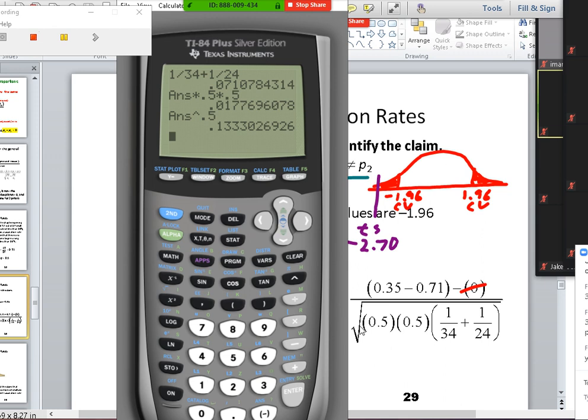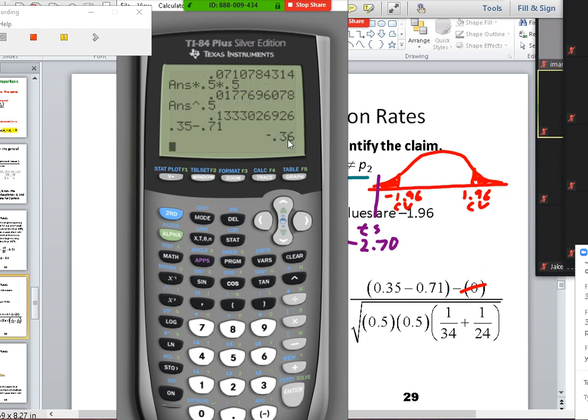The top is going to be 0.35 minus 0.71. My top is negative 0.36. So I have negative 0.36 divided by 0.13330, and you get negative 2.70. So that's my test stat, negative 2.70. And I'm going to pop that right in where it goes.